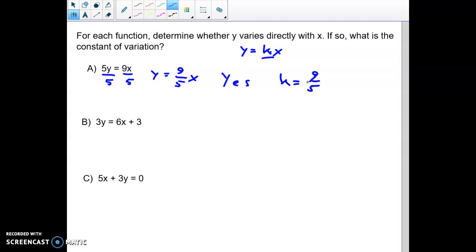Sorry about the poor handwriting. Okay. All right, so same thing for B. I would always get y alone. So if you wanted to take a second and think, how would you get y alone in this equation?